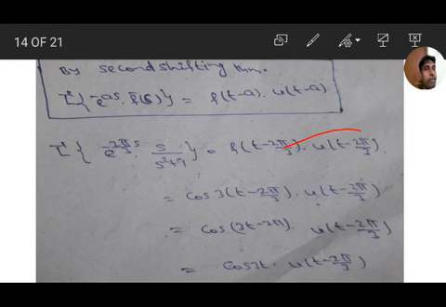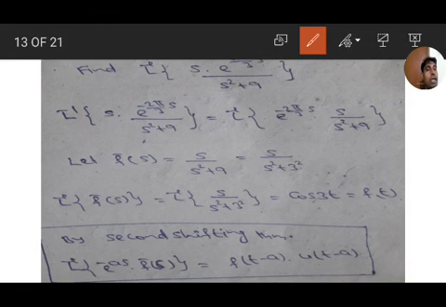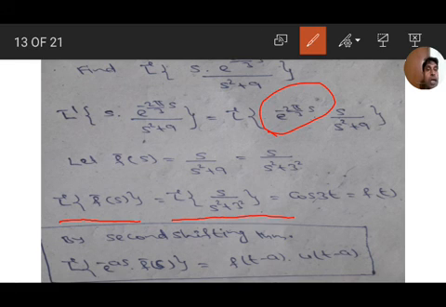Okay, let me repeat the problem. Here, L inverse of e to the power of minus 2 pi by 3 s into s by s square plus 9. I am taking f bar s equal to s by s square plus 9, except this e to the power of minus as. The remaining function is f bar s. So f bar s equals s by s square plus 9, that is s by s square plus 3 square. Its inverse Laplace transform, L inverse of f bar s, equals L inverse of s by s square plus 3 square, that is cos 3t. The formula for s by s square plus a square is cos at. Here a equals 3, so f of t is cos 3t.